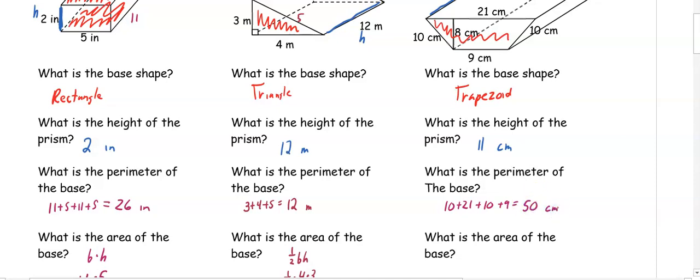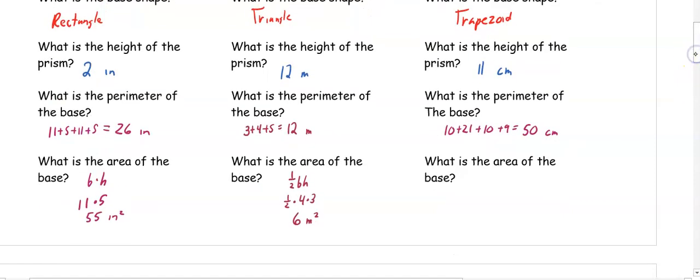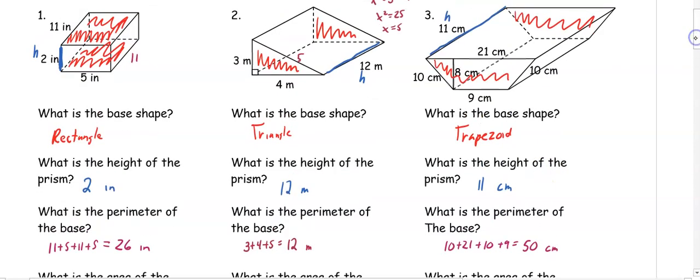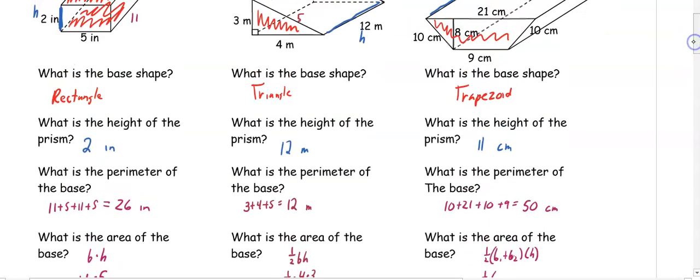centimeters. And then to get the area of the base, it is 1/2 the base 1 plus base 2 times the height. So we would have 1/2. Our bases are going to be 21 and 9, and our height is 8. Make sure when you're using height here, we're talking about the height of the trapezoid.